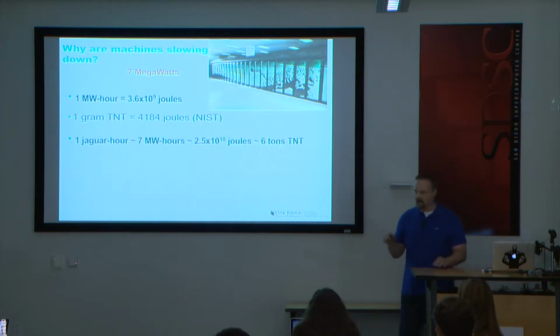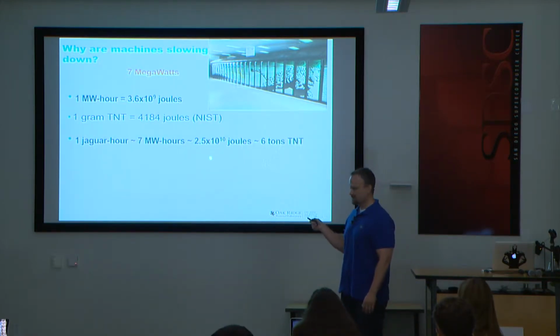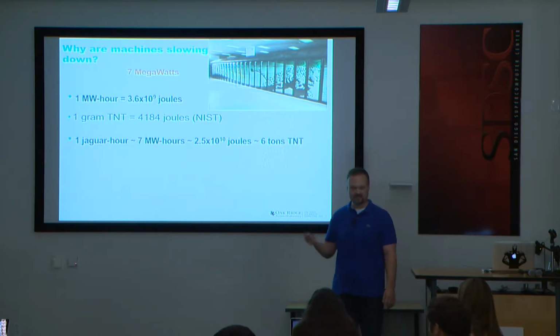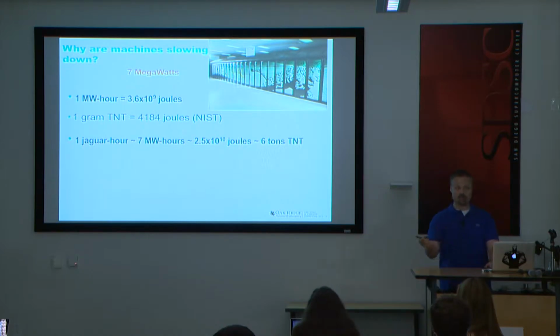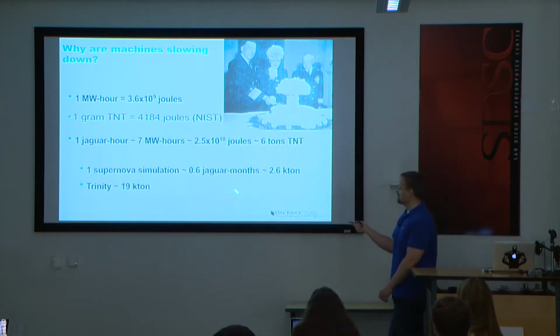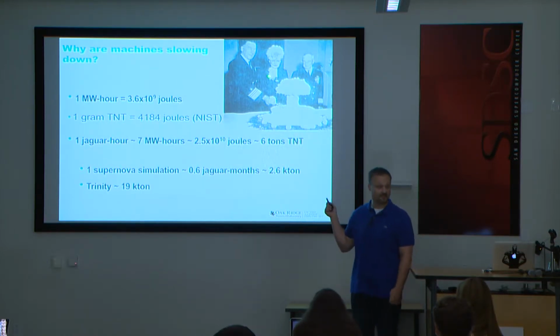So a Jaguar hour is about 7 megawatt hours. That's about 10 to the 10 joules, and that's about 6 tons of TNT energy equivalent, right? Well, I want to do a supernova simulation, so I'd like to use Jaguar. For 0.6 Jaguar months, I get 2.6 kilotons. So I'm within 10% of the Trinity device.